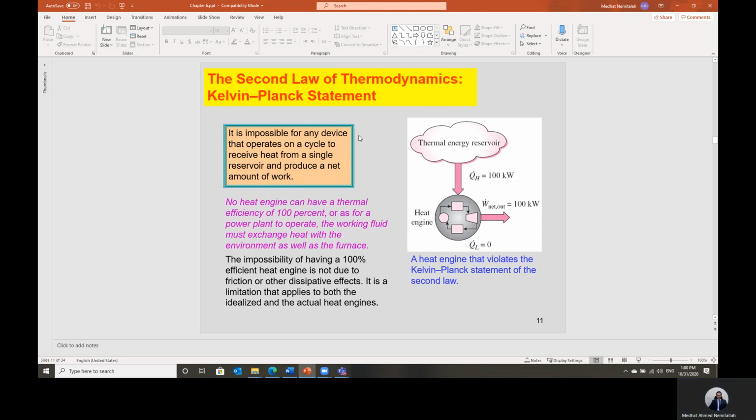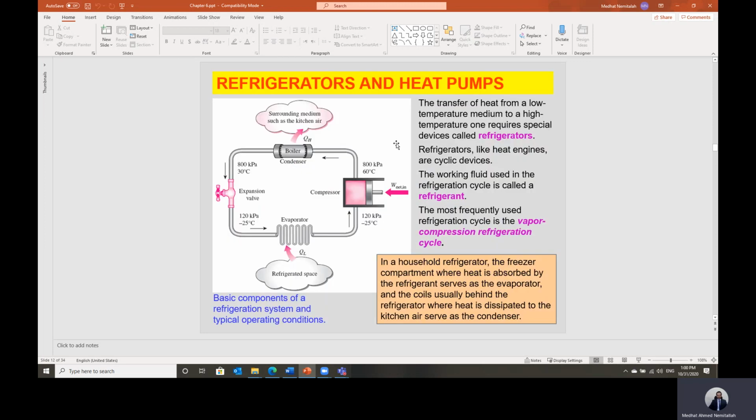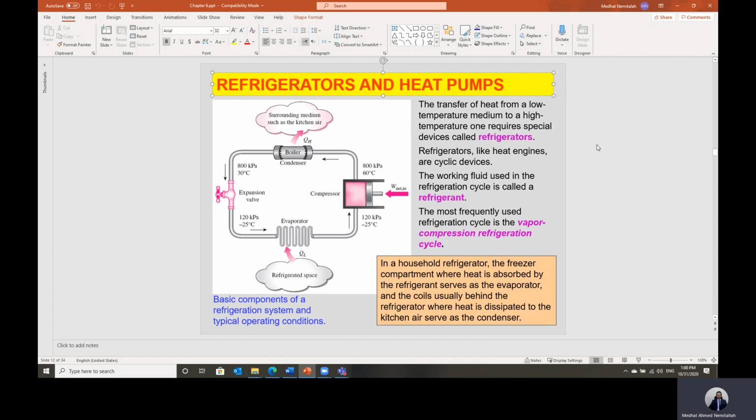Okay, so this is what we wanted to say about today. Inshallah, next time we'll be talking about the application of the second law of thermodynamics to the case of refrigeration and the heat pump system.